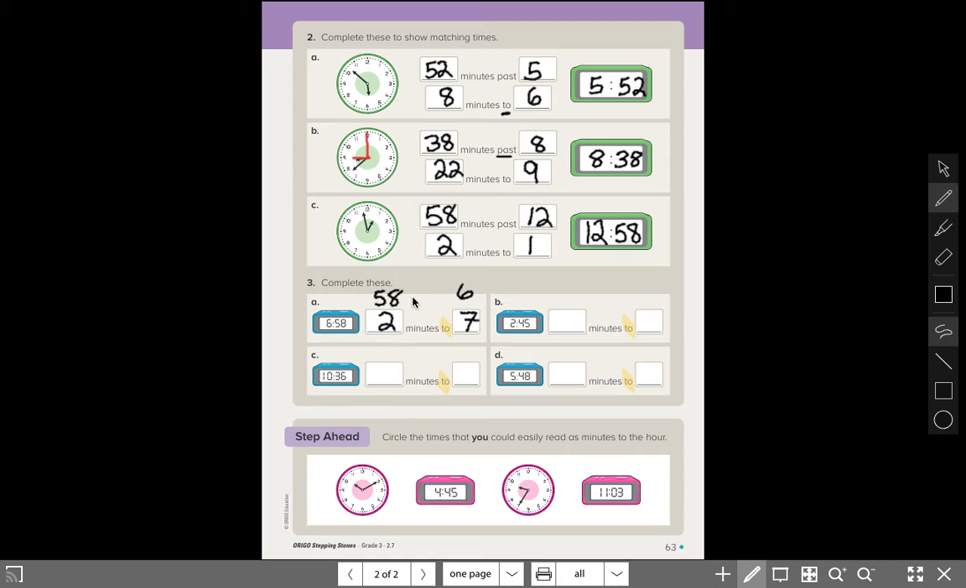Okay. And if you want, I don't think my pen will let me write that small, but you could put in minutes past. It's 58 minutes past 6, which means it's 2 minutes to 7. All right, let's try this one without doing that. If it's 2:45, think about what comes after 2 o'clock. 3 o'clock comes after 2 o'clock.